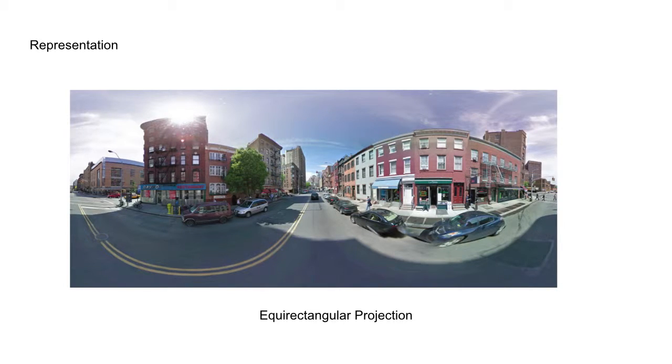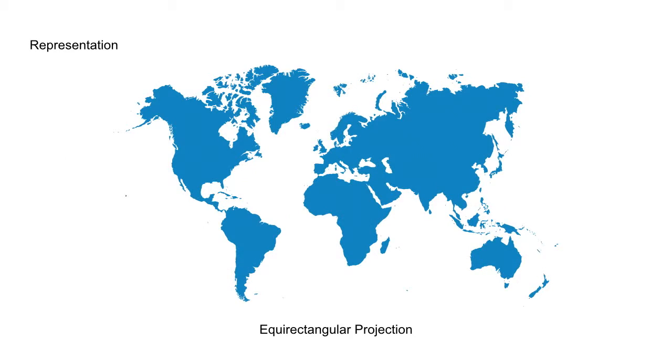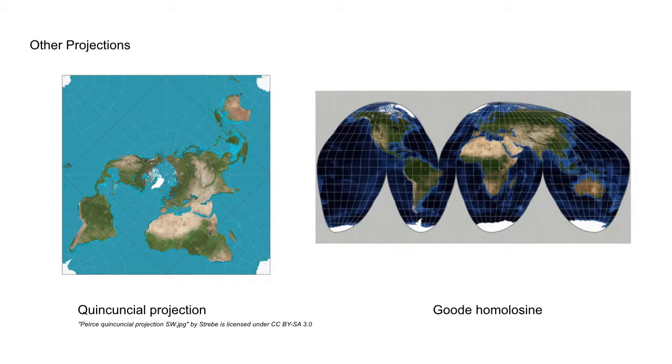There are several other projections that have been used, like the world map. That's another example of equirectangular projection. There's the quintessential one on the left, and there's the Goode. We want to use things which are rectangular, and the one on the right that is not rectangular is not useful for us because there are lots of wasted pixels there. So we don't use those kinds of projections.